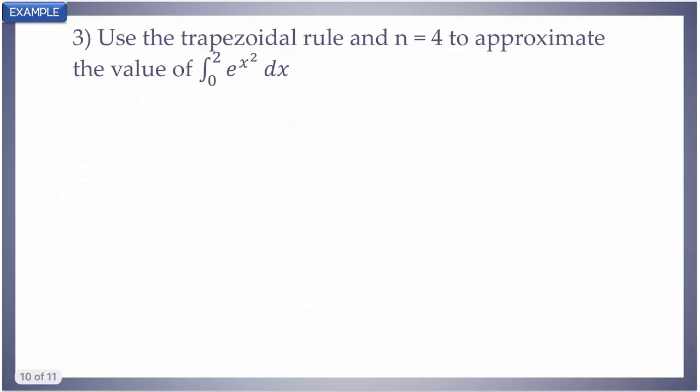One more example. This time, we're using n equals 4. I'm getting a little repetitive here. And we've got some crazy function here, e to the x squared. We're going to go from 0 to 2. I would recommend that you graph this.